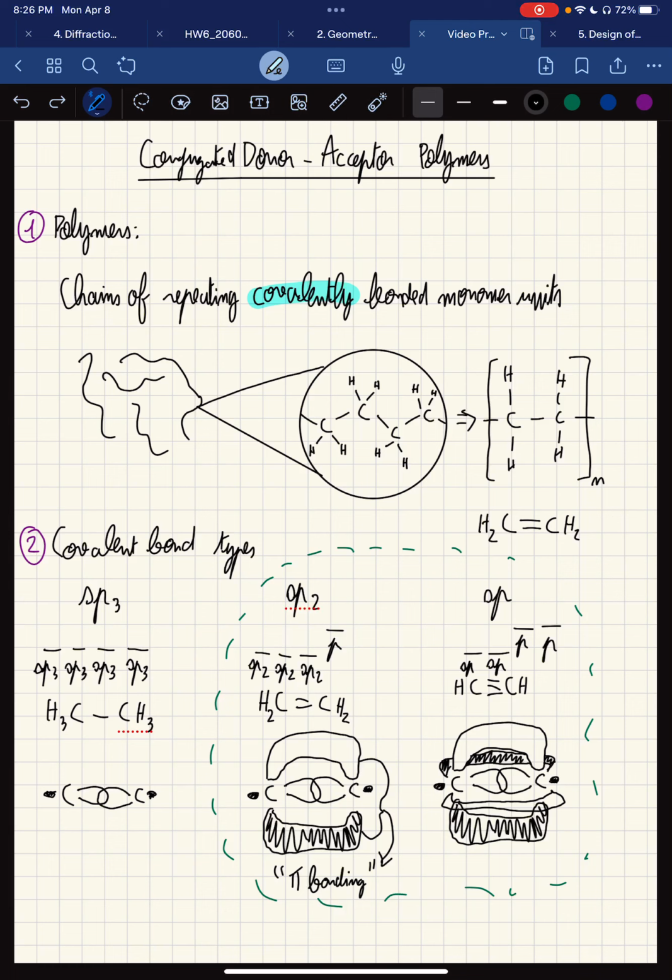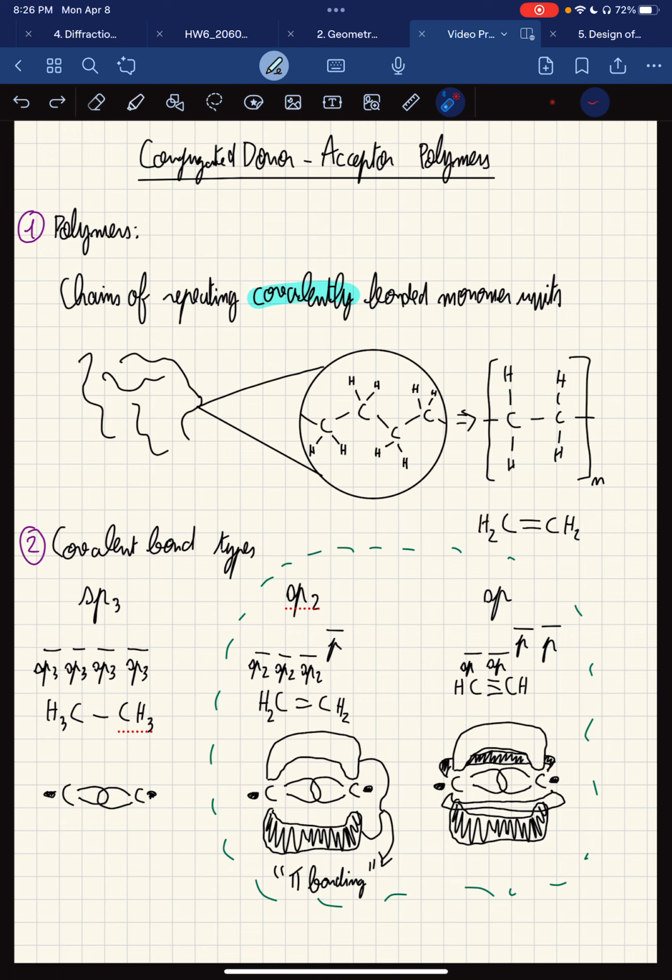Hello. Today we'll be going over conjugated donor-acceptor polymers. First, we'll be briefly going over what polymers are, then what it means for them to be conjugated, and finally the donor-acceptor system. Now, polymers, I like to think about as long spaghetti noodles.